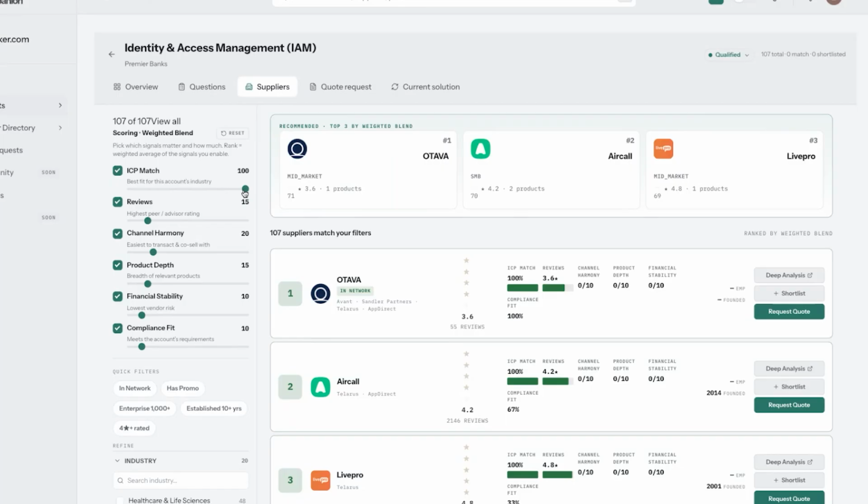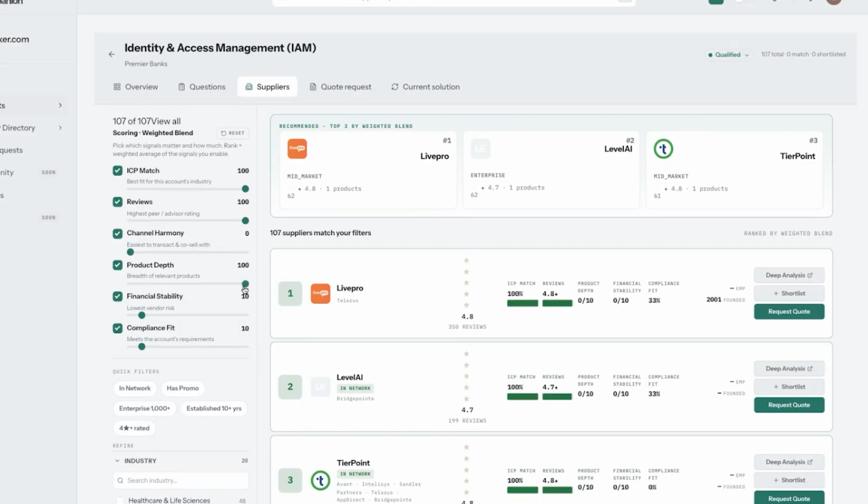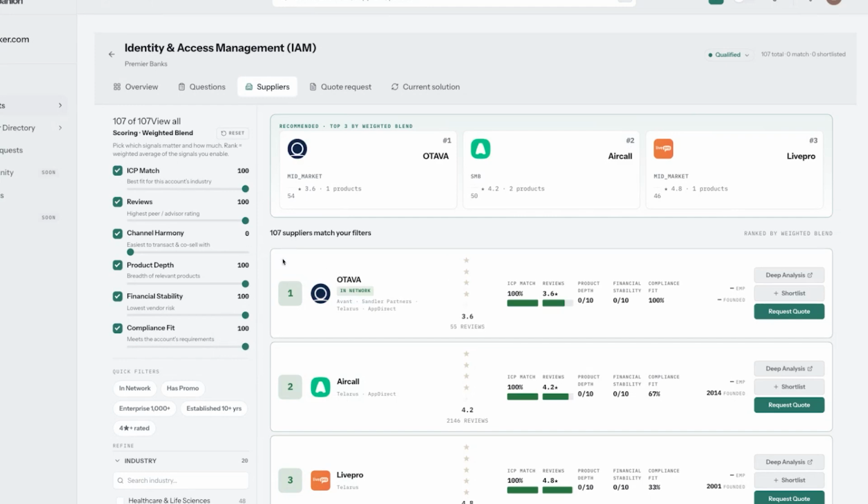So in this case, you'll see some of the suppliers start to move as I start changing some of the requirements. So as I change the requirements, you will see that some of the suppliers move around. And it has chosen for me, it's given me some data that Otava, again, I didn't answer the questions for the purposes of the demo, but it's suggesting Otava.